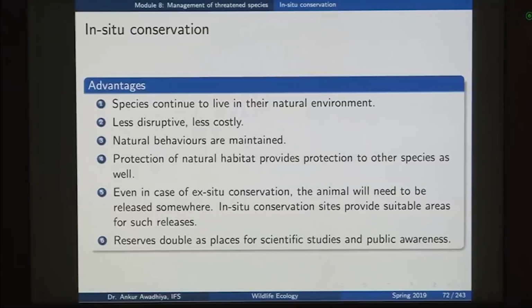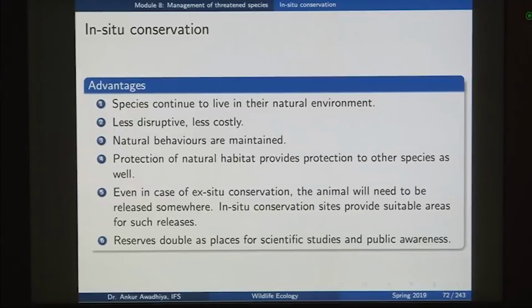Protection of natural habitat provides protection to other species as well. So, in the case of a tiger reserve, when you are protecting the tigers, you are at the same time also protecting the cheetahs, the sambars and a number of other species, leopards and so on, by protecting the tigers. Whereas, in the case of ex situ conservation, if you are only keeping a tiger in the zoo, then in that case you are not protecting the other organisms.